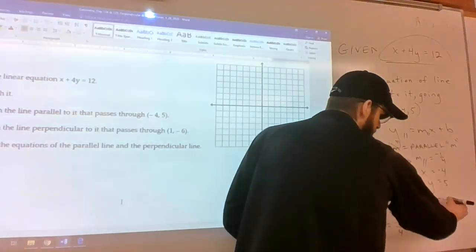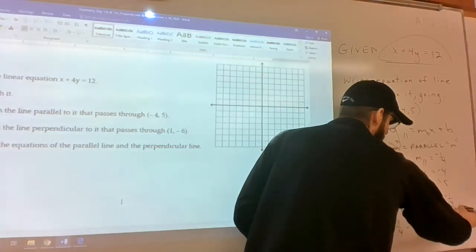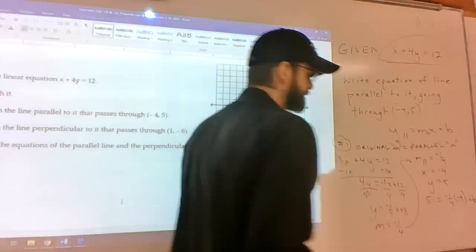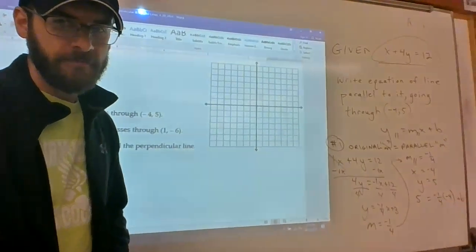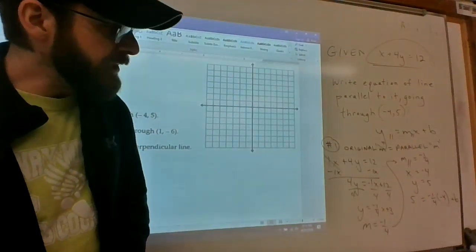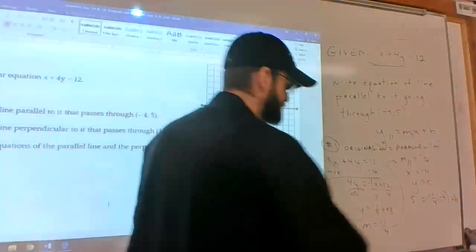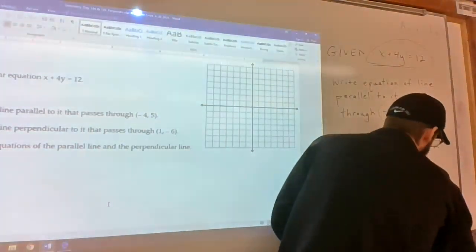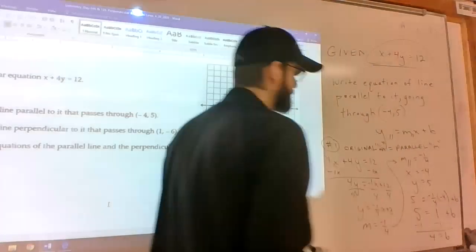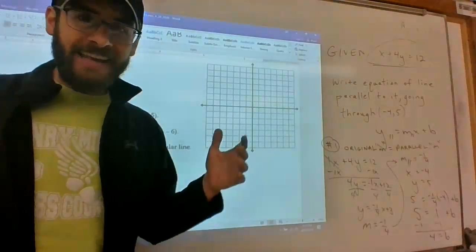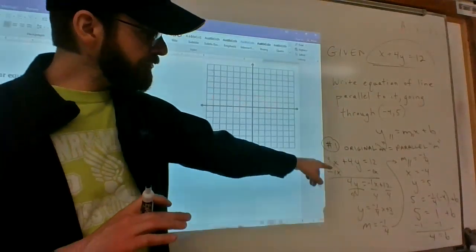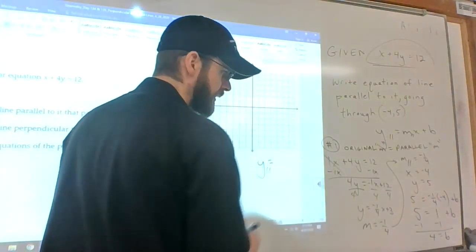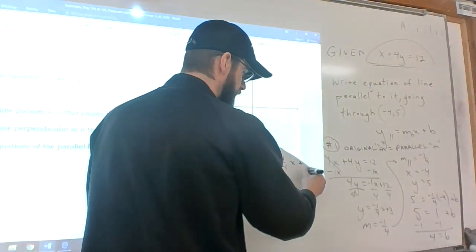So 5 equals m parallel times x, which is negative 4, plus b. Negative 1/4 times negative 4 is positive 1. Subtract 1 from both sides, you get b equals 4. So without any kind of graph visual, you found that the equation of the line parallel to it was y equals negative 1/4 x plus 4.